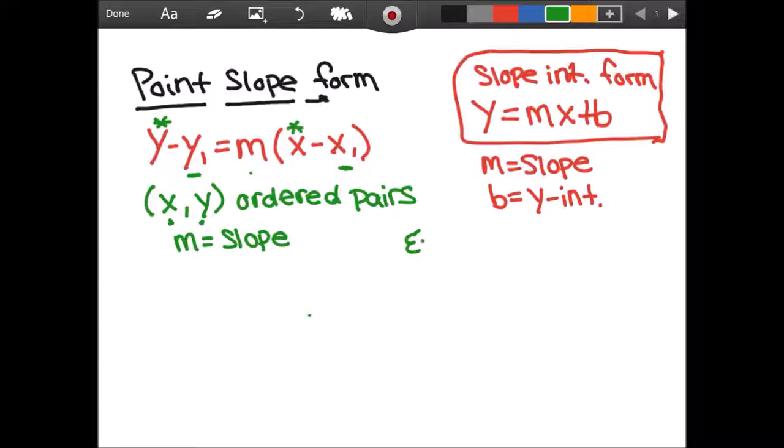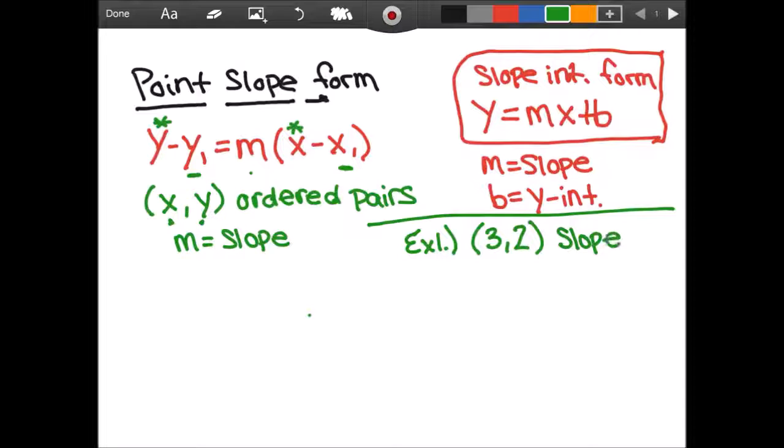So what your teacher is going to do, example number 1 over here, is she's going to give you a point. We're going to use example 3, 2, and then she's going to give you a slope. I'm going to say slope is 4. And what you're going to do is you're actually going to solve it. Okay, so first things first, you want to write down your point slope formula. The reason why I'm using point slope formula is because I was given a point and a slope. Okay, whenever you're given a point and a slope, you're going to use point slope formula.